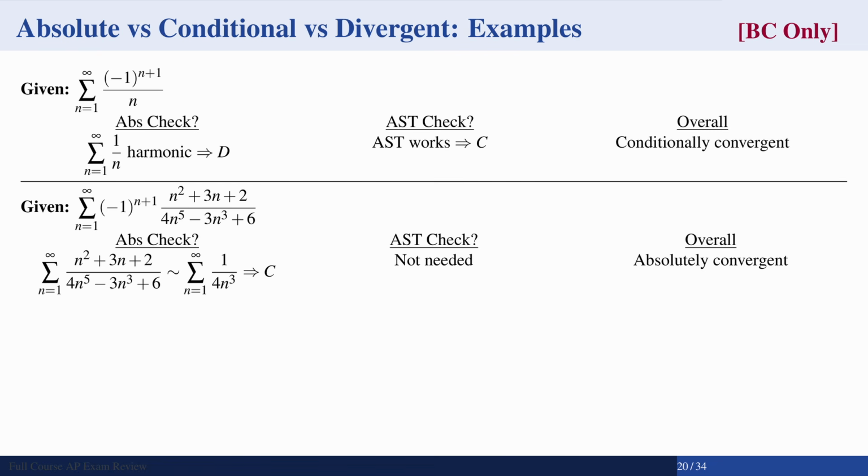If you look at the next one, we try to test it for absolute convergence. So we take the absolute value of the terms and we basically end up with a quadratic over a 5th degree. We can reduce that down to just 1 over 4n cubed. That's a p-series that converges. So the sum of the absolute value of the terms converges. That means we're done. This is absolutely convergent.